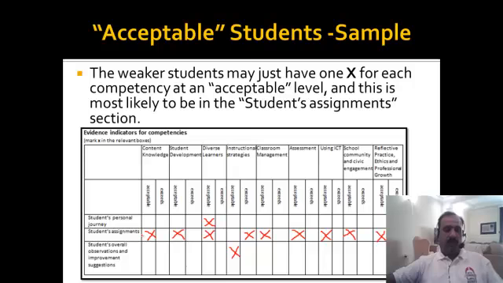As I mentioned before, we expect most students to be of this kind, just presenting 3 assignments that they think will cover all competencies, and they will present them at an acceptable level, the way we see in this table here. So we can mark the student at an acceptable level.